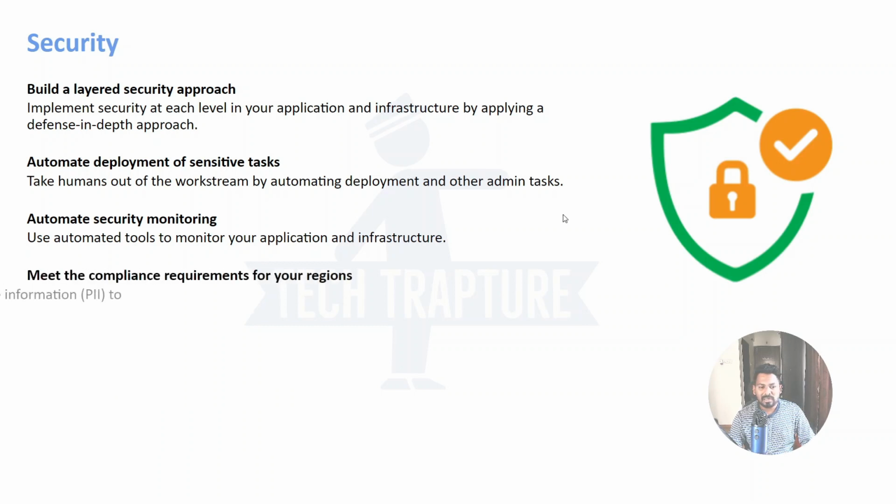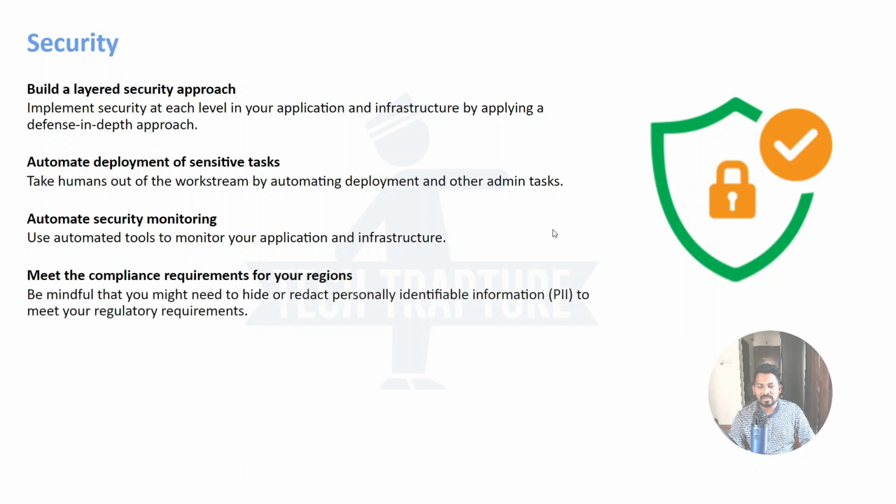Then meet the compliance requirements for your region. While storing PII data, you should always redact or hide that PII data. Suppose I am working in the payment domain and I am storing credit card or debit card transaction data. There should always be a way to hide the credit card number, or if I am storing the PAN card number, there is always an option to hide or redact it, so no one can see that personal information, even if your support team wants to.